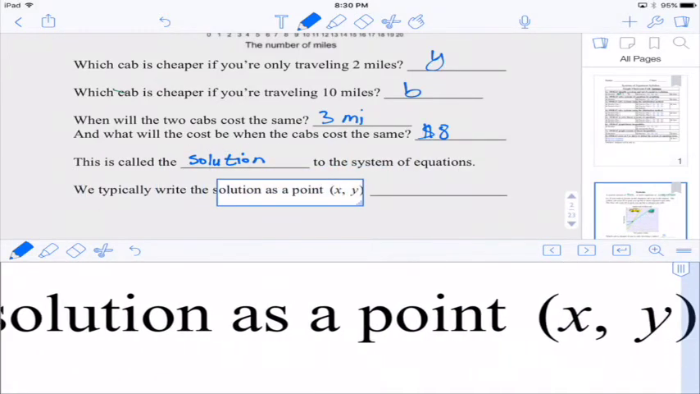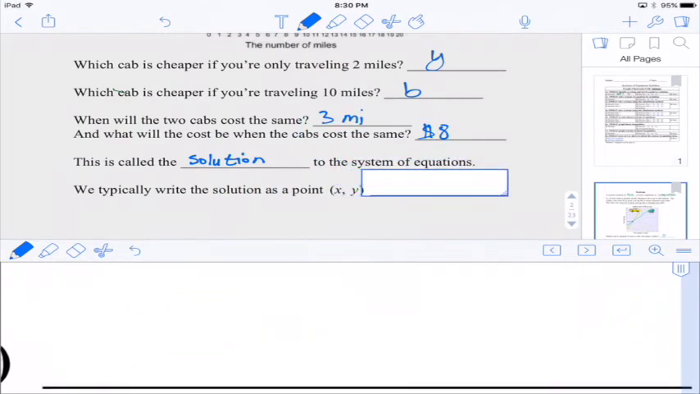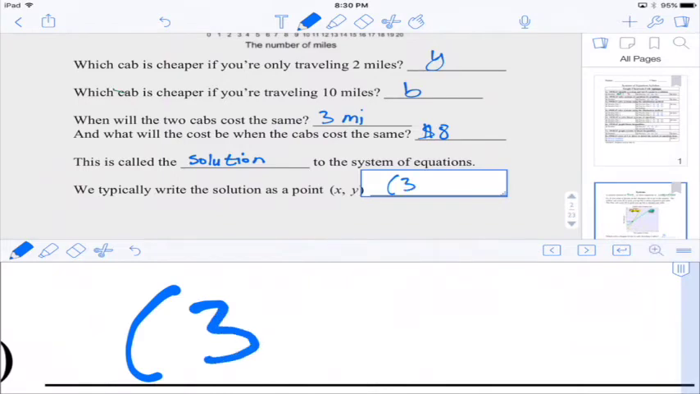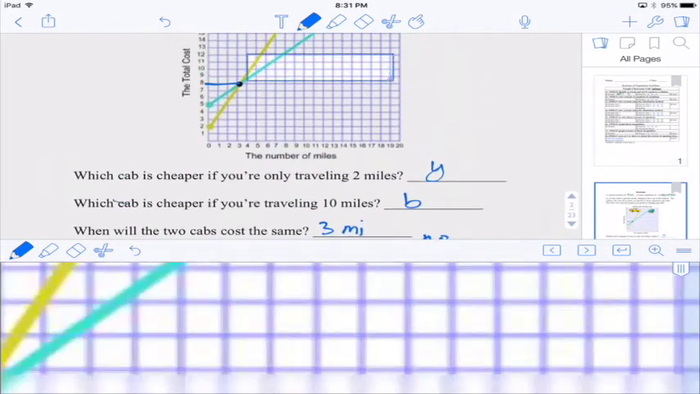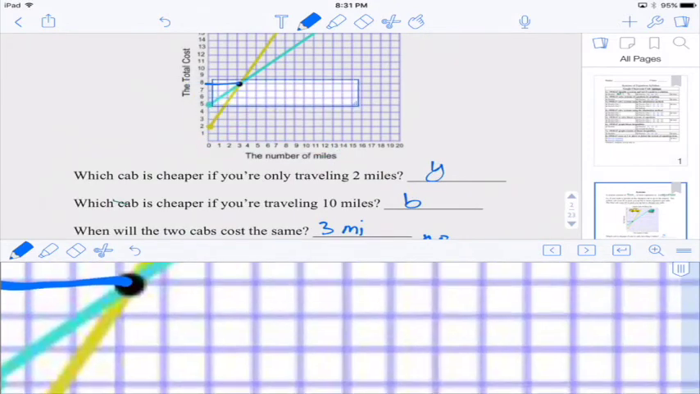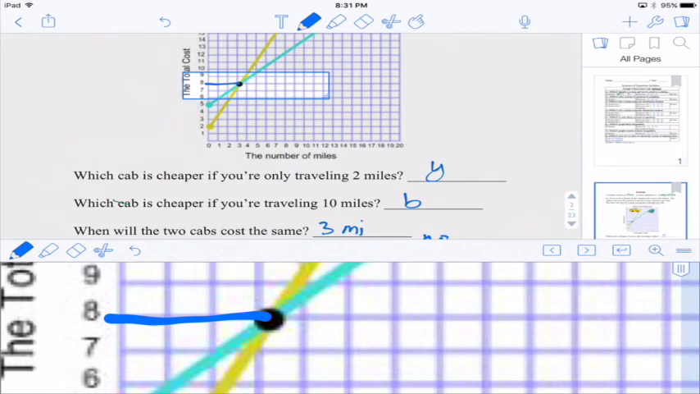We typically write the solutions as a point (x, y). So the x was 3, the y was 8. We write it (3, 8). That's how we like to write the solution, because it says the number of miles where it's the same and the cost when it's the same. It's got both pieces of information.